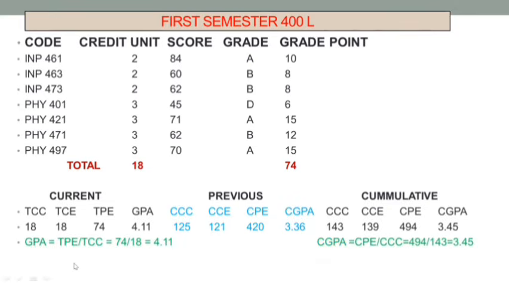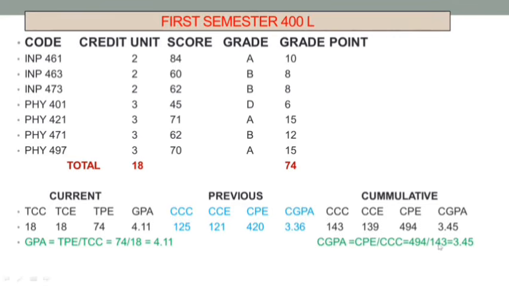So this semester, let's see. This semester, the GPA is 4.11. Wow. And he was what? On 3.36 because of the poor performance in second semester 300 level. Let's look at the cumulative.